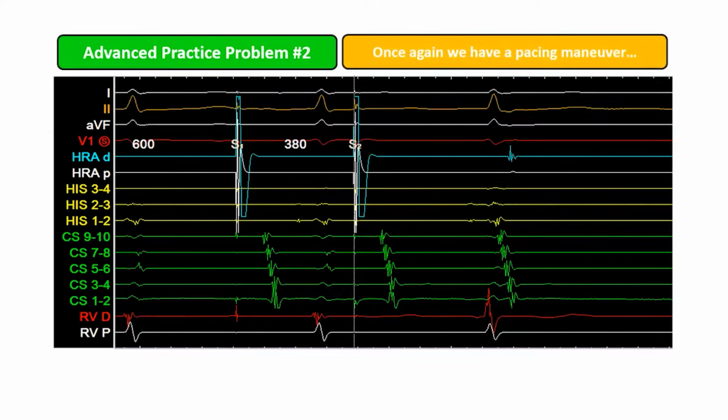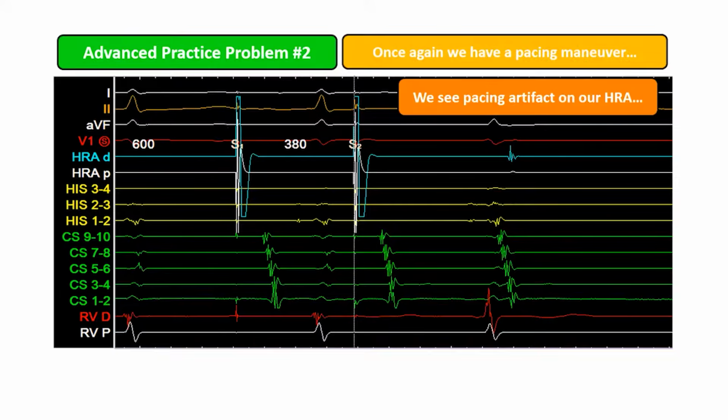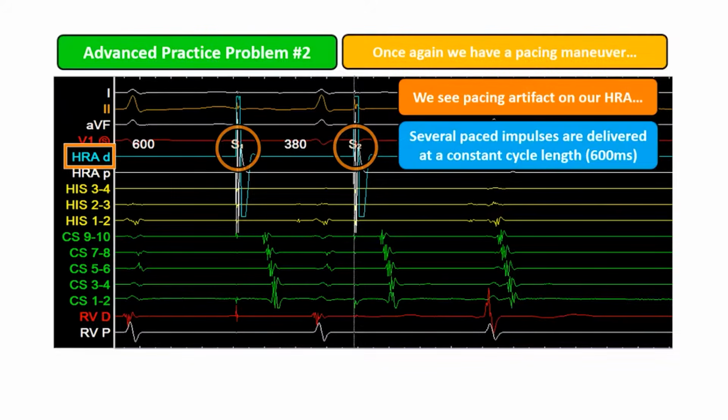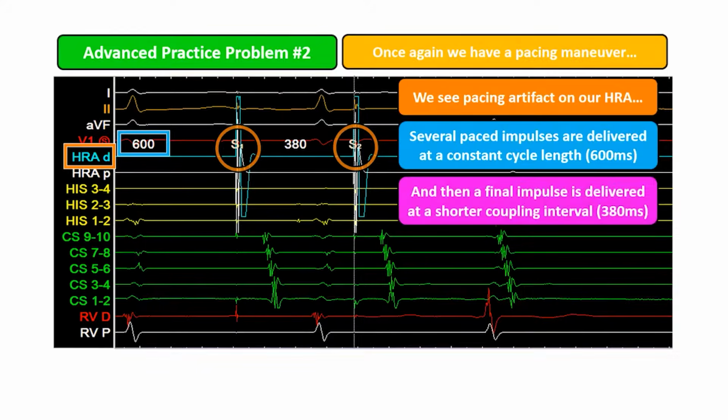All right, time to go to our advanced practice problem number 2. Once again, we have a pacing maneuver, but this time, this is a little different. We see pacing artifact, but the pacing artifact in this example occurs on the high right atrial catheter. We see a paced impulse occurring at a constant cycle length of 600 milliseconds. Now, following this, we see a final impulse that's delivered at a shorter coupling interval, 380 milliseconds.